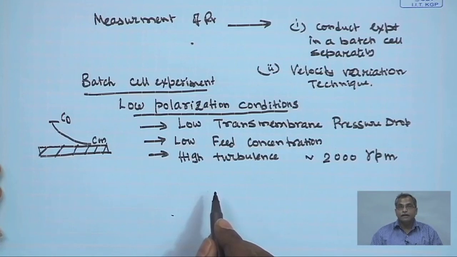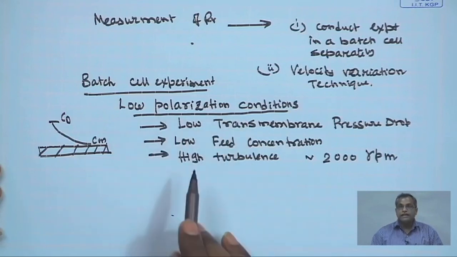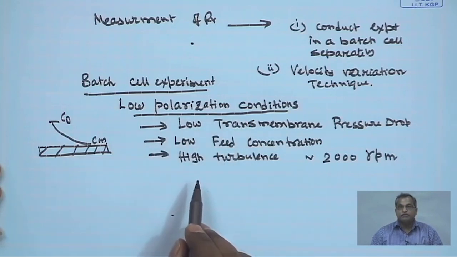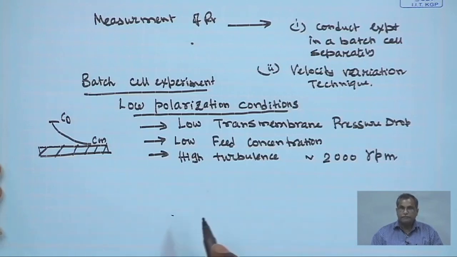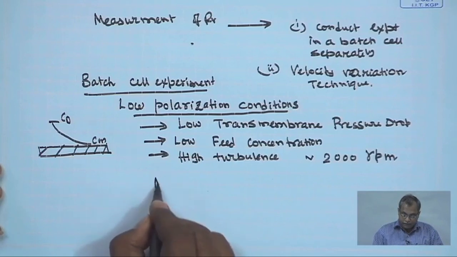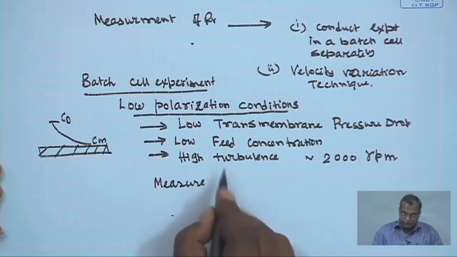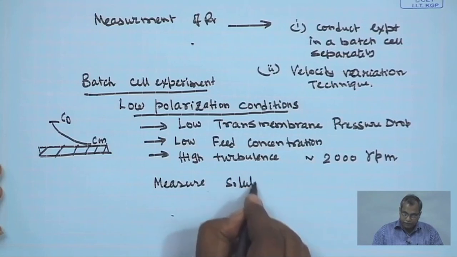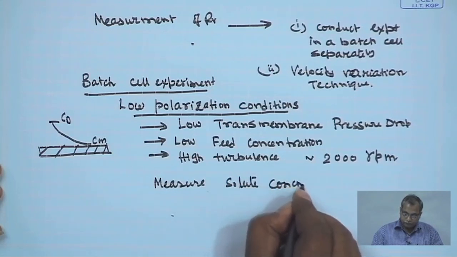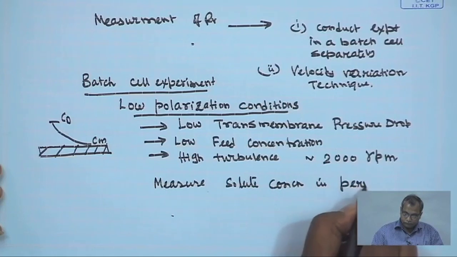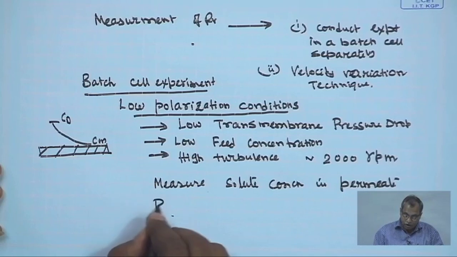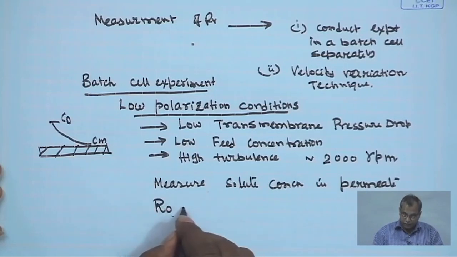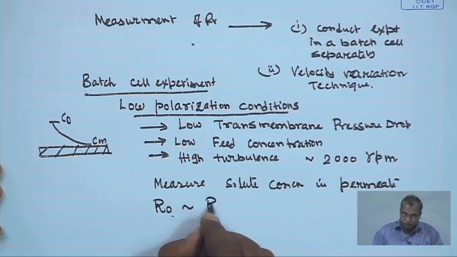So, what will happen under that situation? If I conduct an experiment under these low polarization conditions in a small batch cell using a solute of our interest, then we measure the solute concentration in the permeate, and we have already measured the solute concentration in the feed. So, the observed retention in this particular case will tend to the real retention.